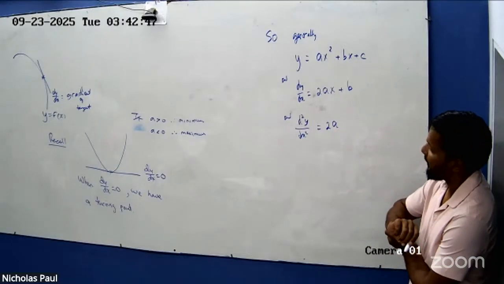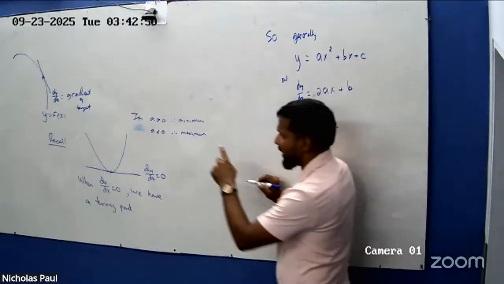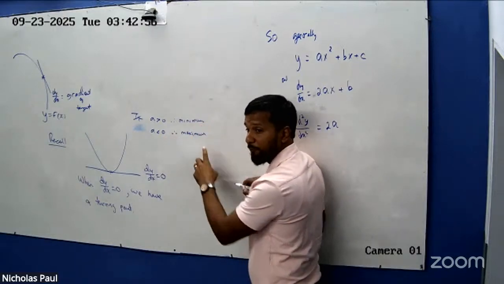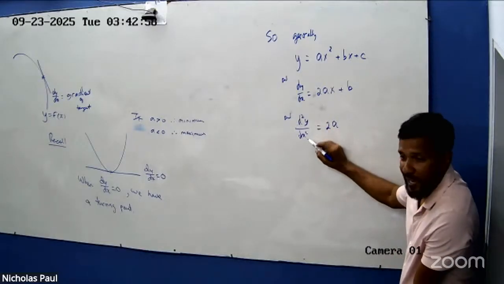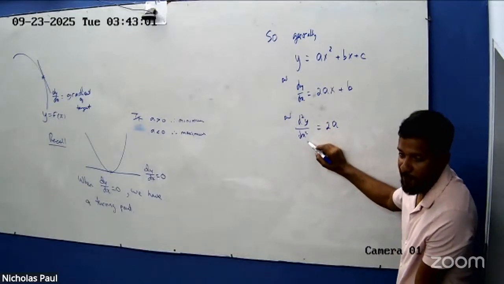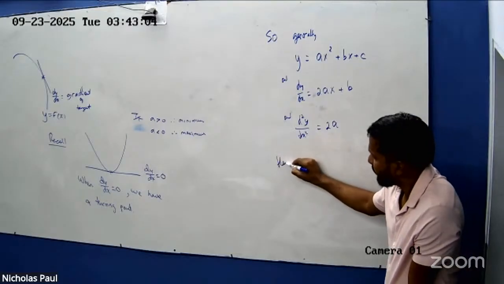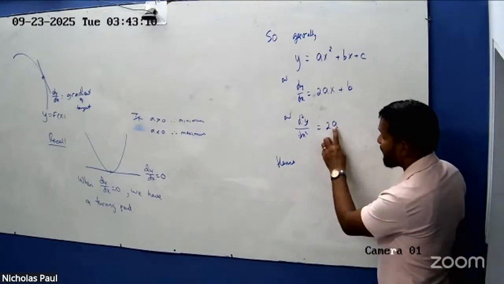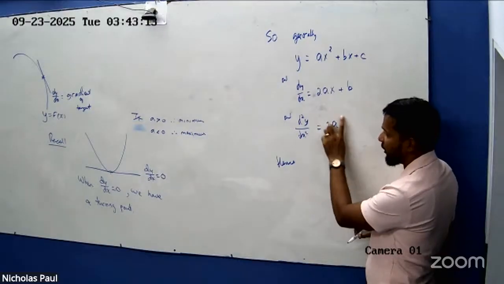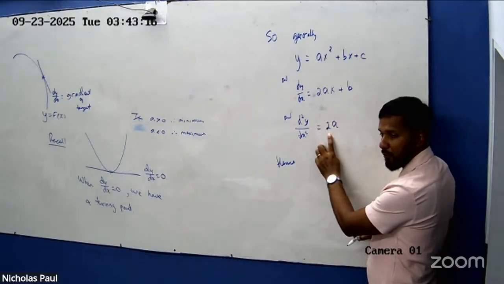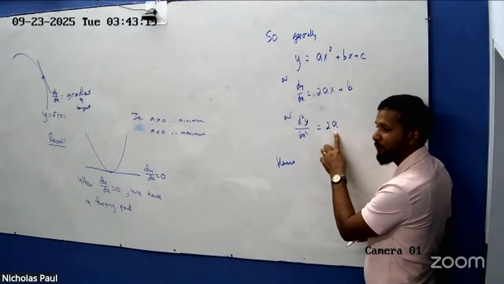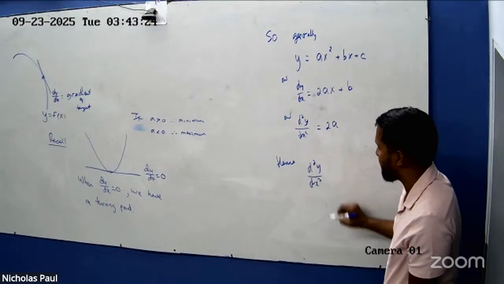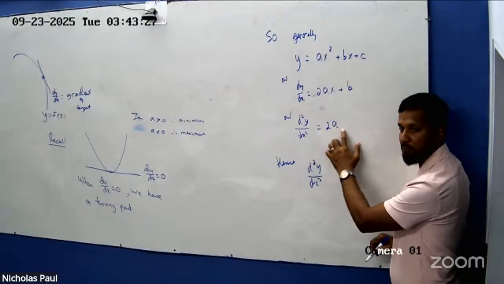So I have a little question again. We just said that if a is more than 0 it's a minimum, and if a is less than 0 it's a maximum. How can d2y/dx squared help me determine if it's a maximum? We'll be able to know, right? Let me ask something else. How can I make d2y/dx squared positive? What controls it? a, right?